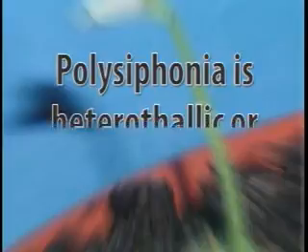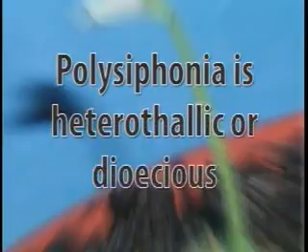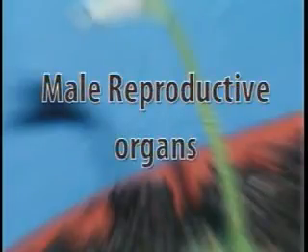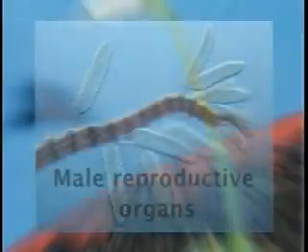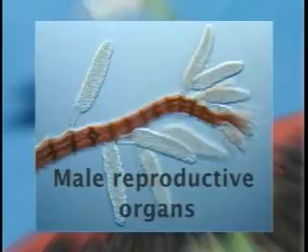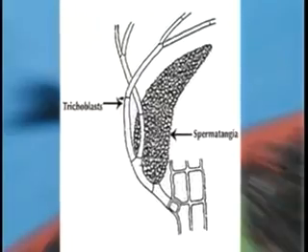Polysiphonia is heterothallic or dioecious. The male and female plants are morphologically similar, which bear male and female reproductive organs respectively. First, we will discuss male reproductive organs. Reproductive organs are called spermatangia or antheridia. Now, the position of spermatangia.